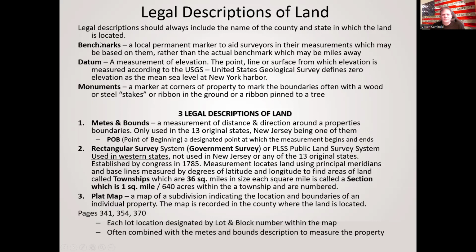So benchmarks, those are those permanent local markers that aid surveyors in their measurements. Datum is a measurement of elevation, and zero elevation is defined as the mean sea level at New York Harbor, according to the USGS. That's the United States Geological Survey, which is a department of our government. If you ever see the radar maps when they show the weather on the news, a lot of times it'll have that USGS logo on it. That's the United States Geological Survey.